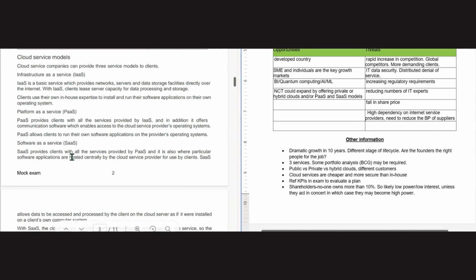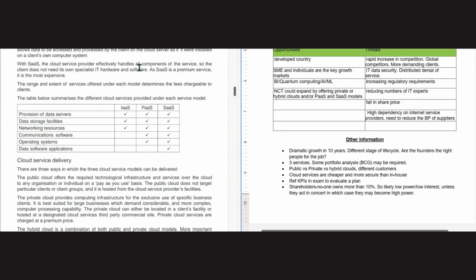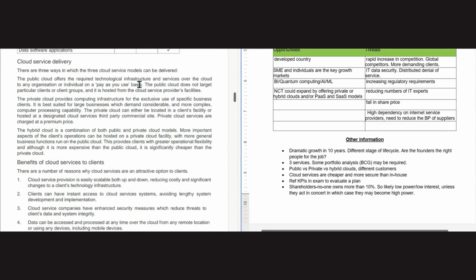Now, what do we know about NCT? Where are they in terms of their service offering? Well, we don't know anything yet. All we know is that there are 3 services. I'm not going to spend more time reading this. You can do this in your own time as well as I can. So those are the 3 service lines. And then we've got cloud service delivery.